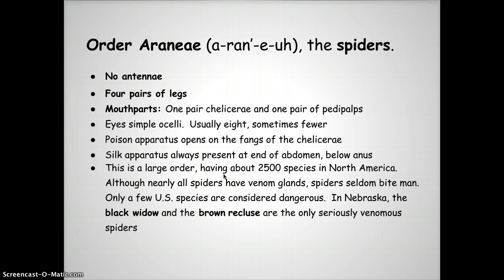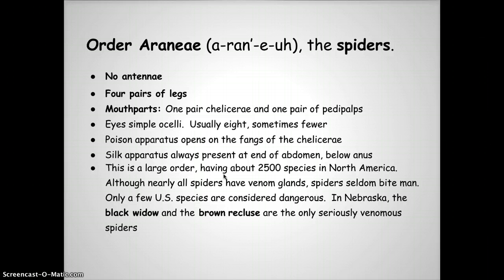So the first group we're going to look at is these spiders. The spiders have no antenna. They have 4 pair of legs. They have 1 pair of chelicerae and 1 pair of pedipalps. Those are the mouth parts. They have simple ocelli for the eyes. They usually have 8 eyes. Sometimes they have fewer, but usually 8.